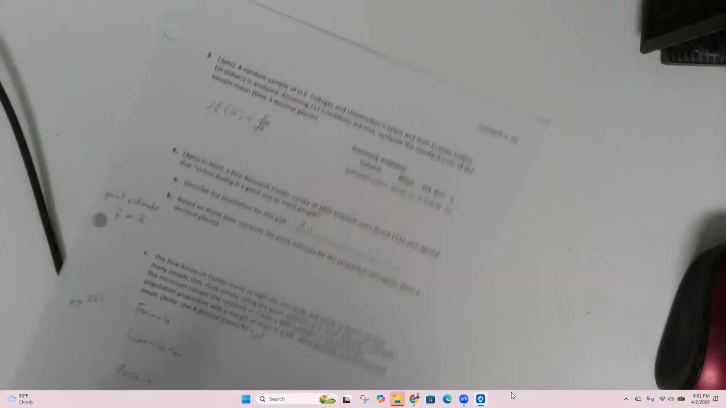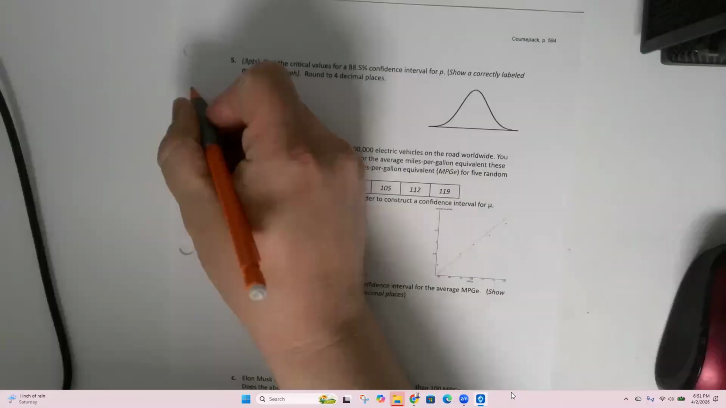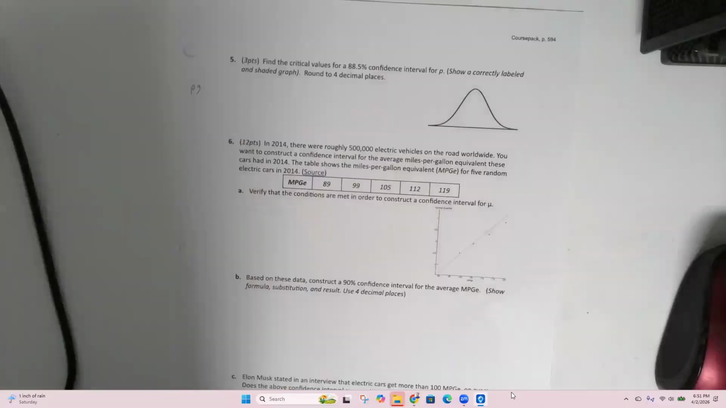Let's go to our last page here, page 594. Find the critical values for a 88.5% confidence interval for P. Show correctly. Round to 4 decimal places. So what page do I find this? It's talking about confidence intervals, right?